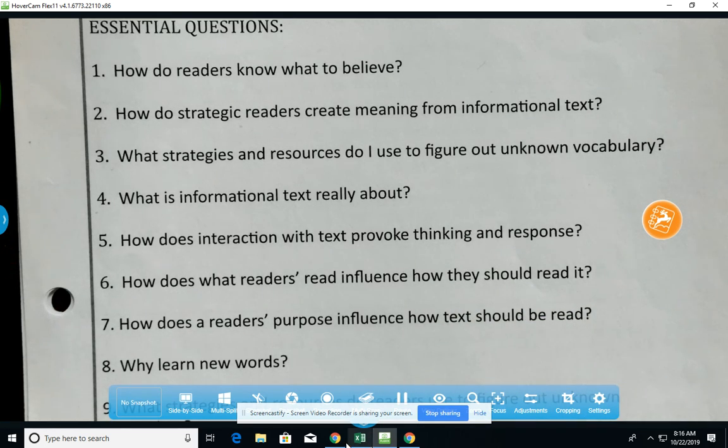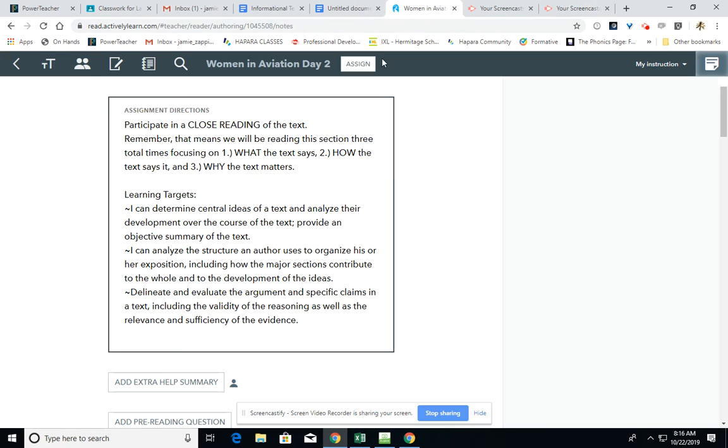So today we are participating in our final close reading for the 9 weeks. We are looking at a piece you read using reading strategies last week and that we already close read for different learning targets yesterday. Today we are close reading a new section from Women in Aviation, and we're going to look at the text by reading it over 3 different times. The first time we read it is for what the text says, the second time is for how the text says it, and the third time is for why the text matters. Each phase of the reading is going to connect to different learning targets.